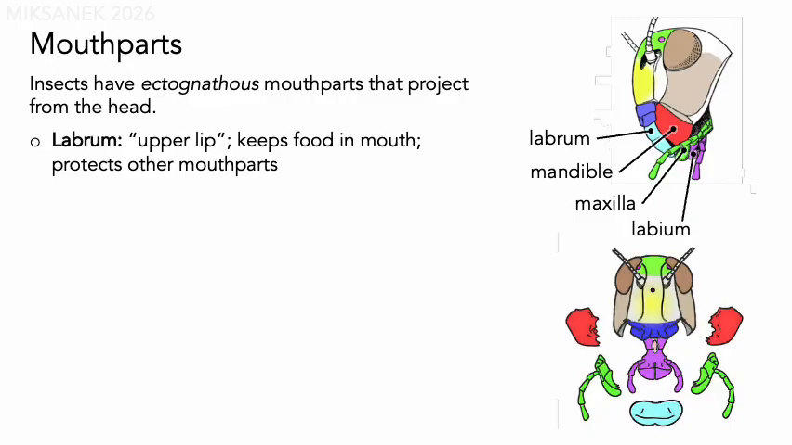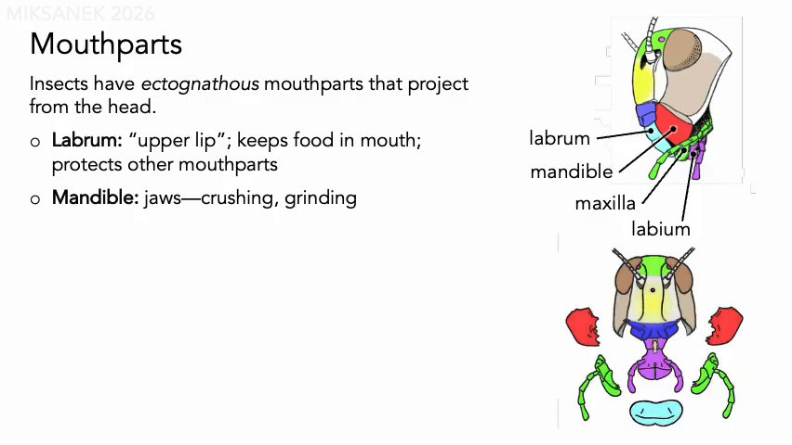So the labrum is the upper lip. This keeps food in the mouth. It protects some of the other mouth parts. It's just plate-like sclerites. And I like to remember this one, the labrum, by thinking about a mustache, like a broom mustache, a big broom mustache. Labrum sounds like broom to me. So that's how I connect the dots there.